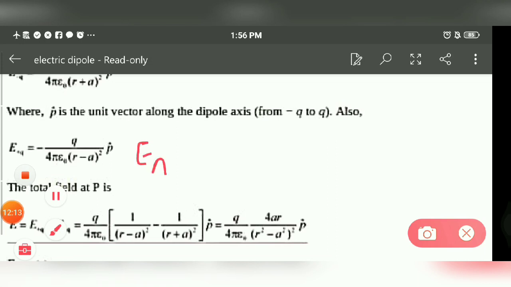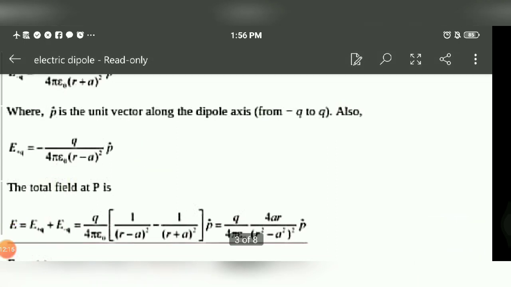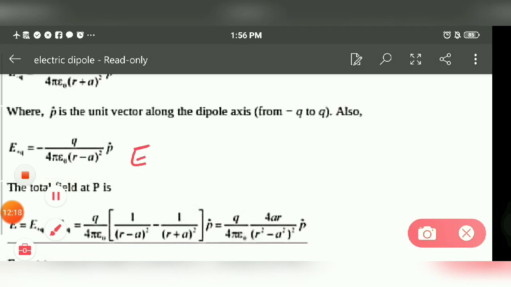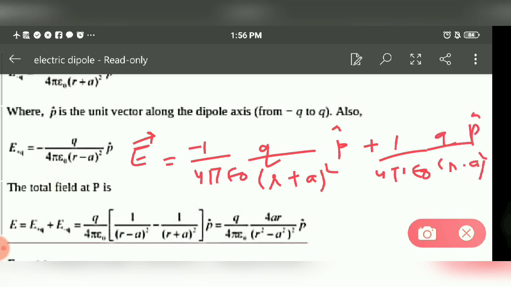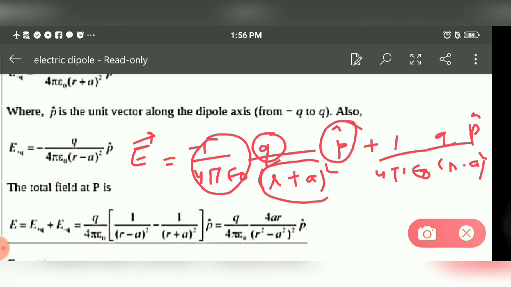E_A equals, sorry, I'm just going to substitute the value. Net E total is equal to E_A, which is 1 by 4 pi epsilon naught with the negative sign Q by (R plus A) whole square P cap, plus 1 by 4 pi epsilon naught Q by (R minus A) whole square into P cap. The 1 by 4 pi epsilon naught Q P cap is common, but one is R plus A whole square with negative sign, and the other is R minus A whole square with positive sign.